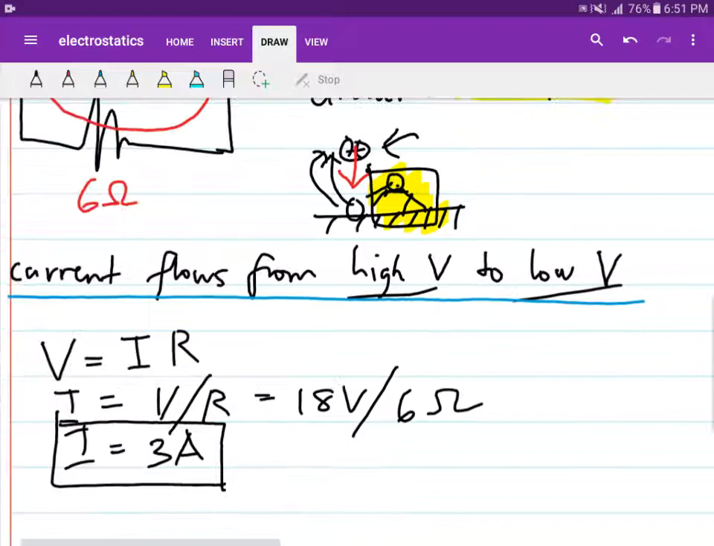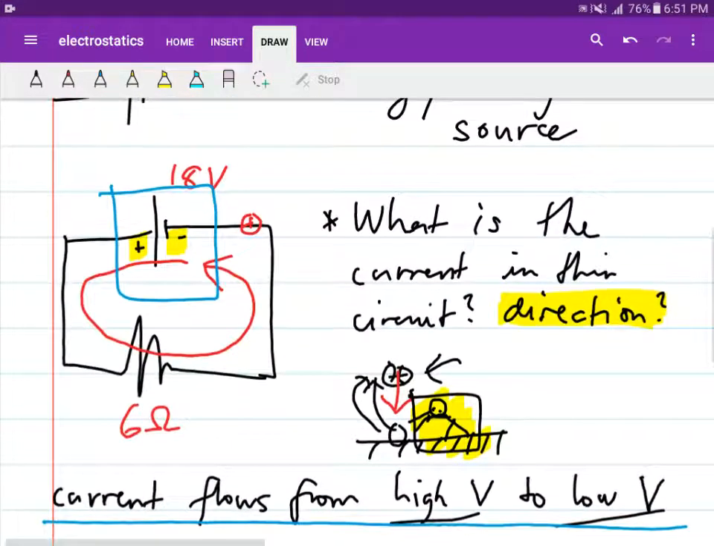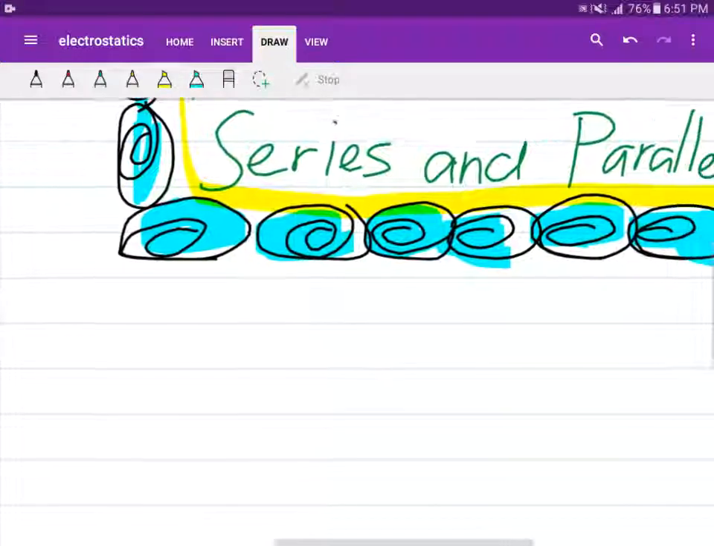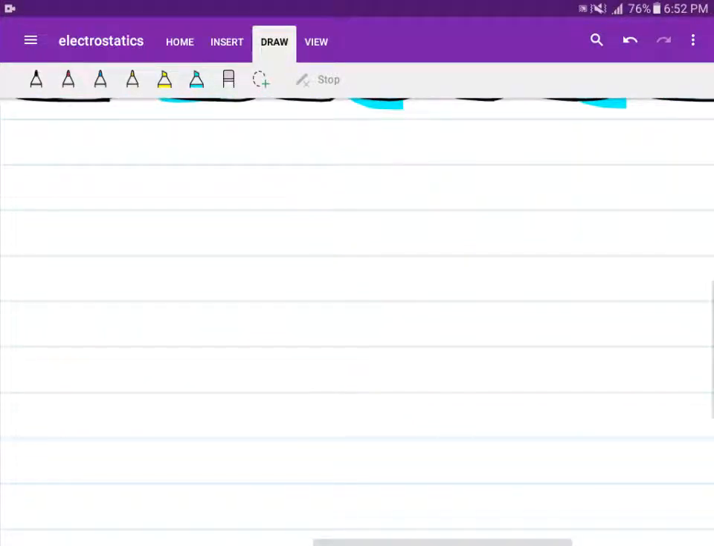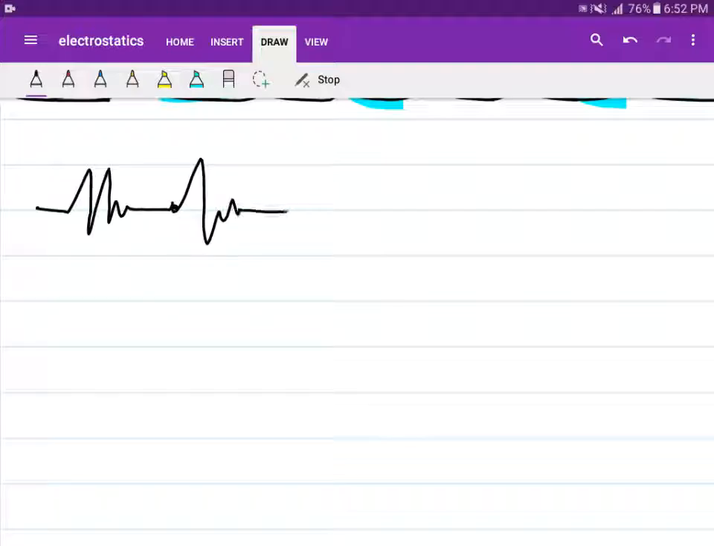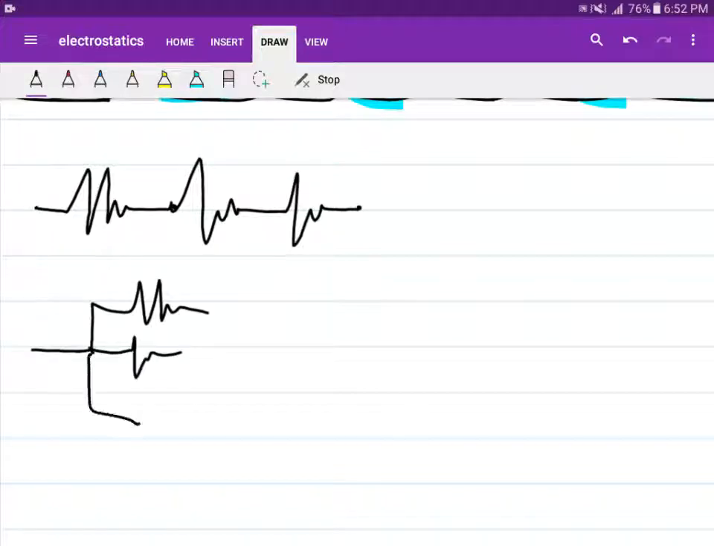So previously we have seen how we can solve currents in a simple circuit. A simple circuit only has one resistor. So now what if we have multiple resistors? For example, we have a resistor network like this, or like this. So we will be seeing how we can simplify these resistor networks.